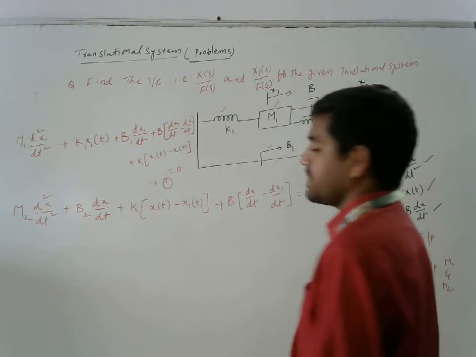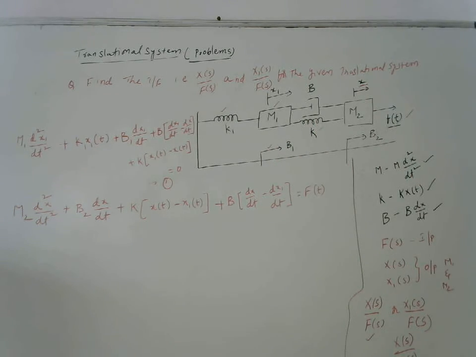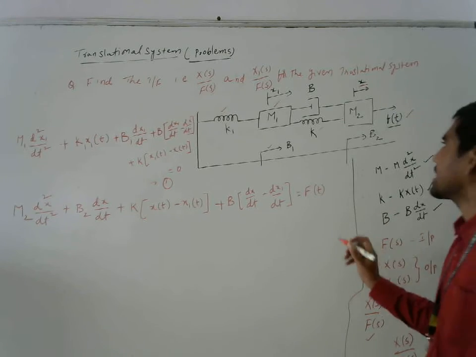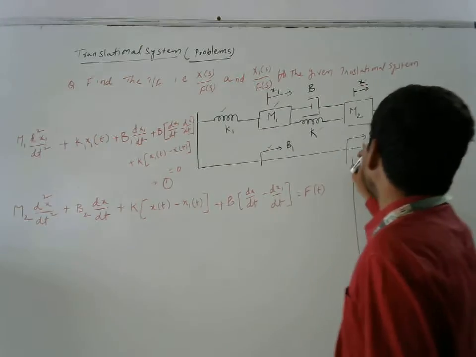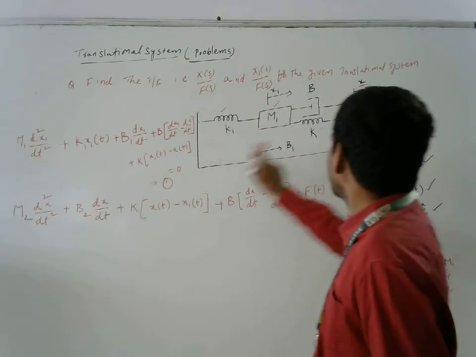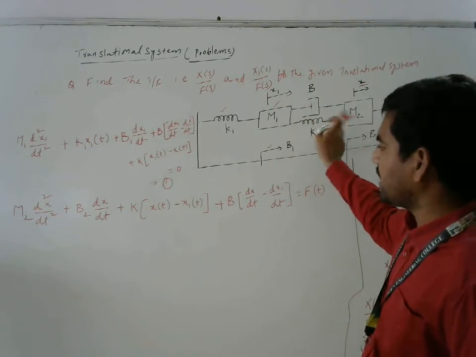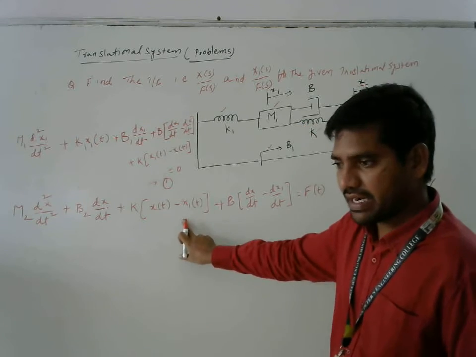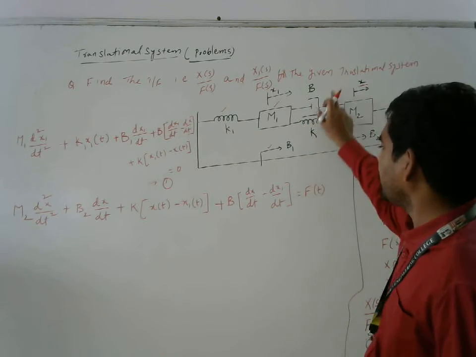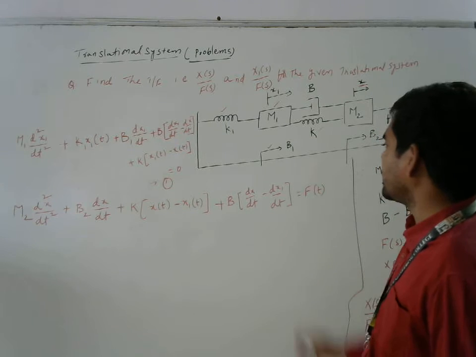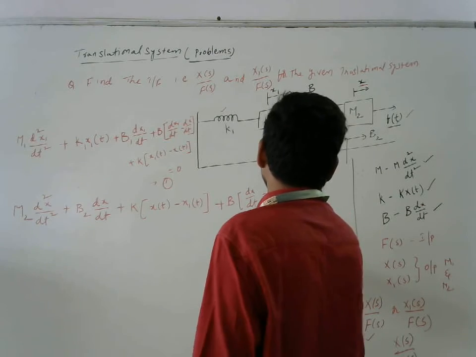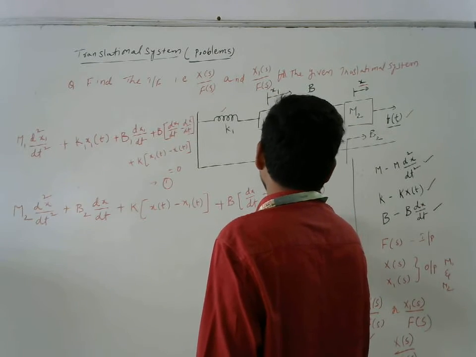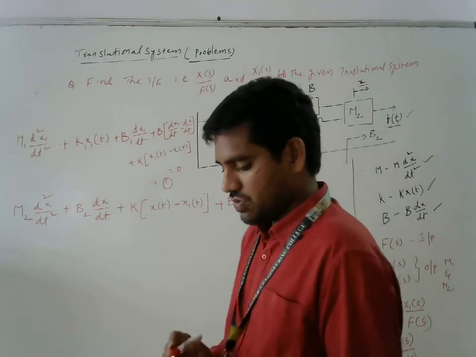Is there any element missed here? We need to recheck. The m2 term is there. After that the b2 term is there. K is in between m1 and m2, so I am writing like this. After that k, again b is there, b is in between the two elements, so we are going to get like this. Now, this is equation 2. Equation 1 and 2 over.